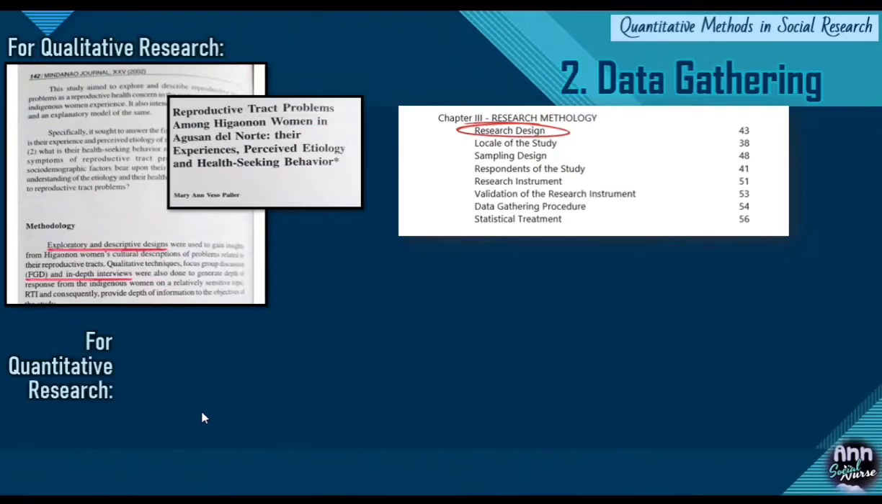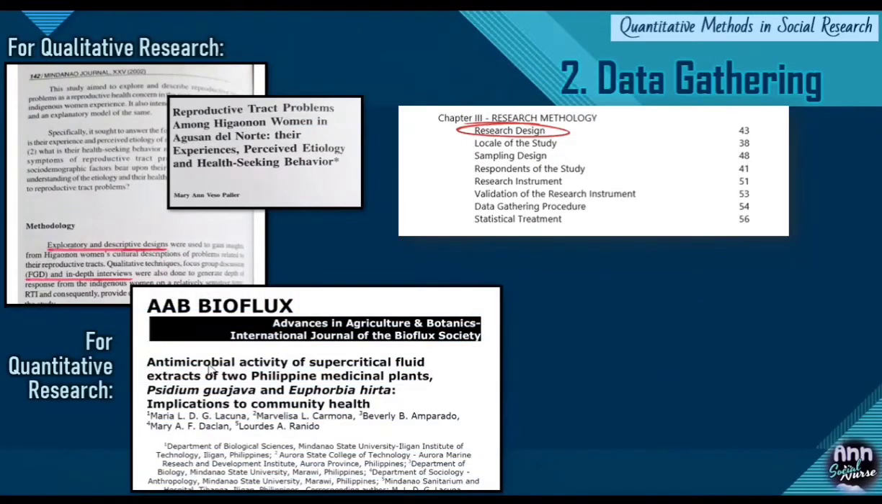For quantitative research, this study was published in Mindanao Journal. And this study was published in Advances in Agricultural Botanics, International Journal of the Bioflora Society. And this is largely an experimental research design: Antimicrobial activity of supercritical fluid extracts of two Philippine medicinal plants, Psidium guajava, that is the bayabas, and Euphorbia hirta, or tawa-tawa, and applications to community health.